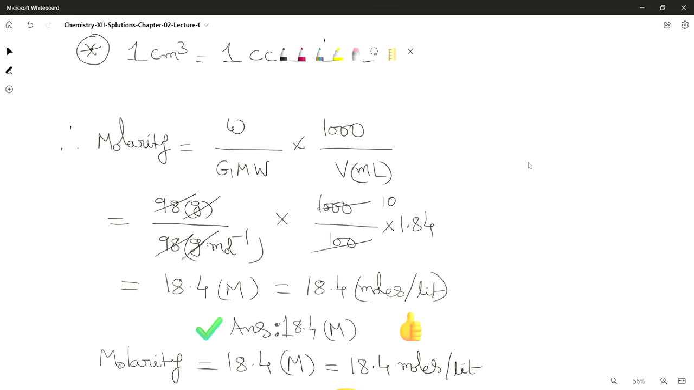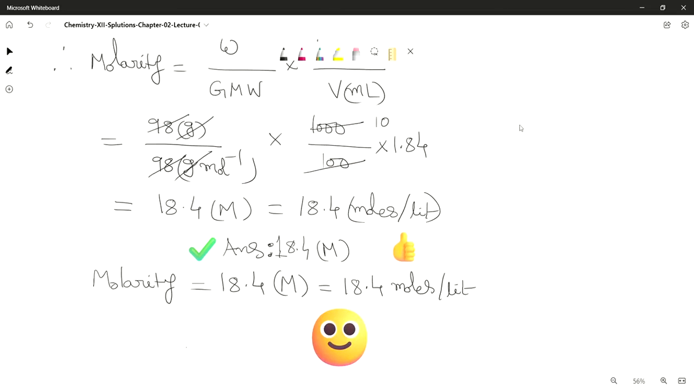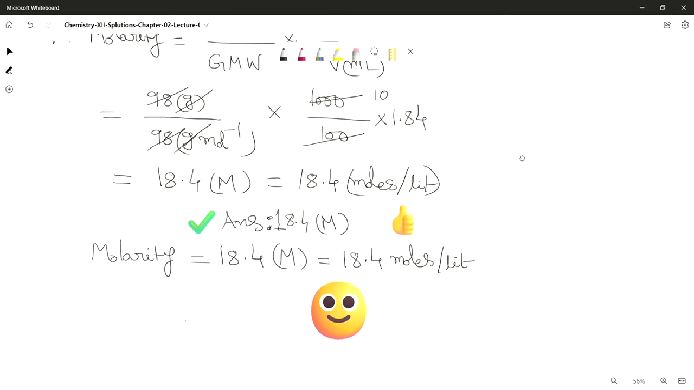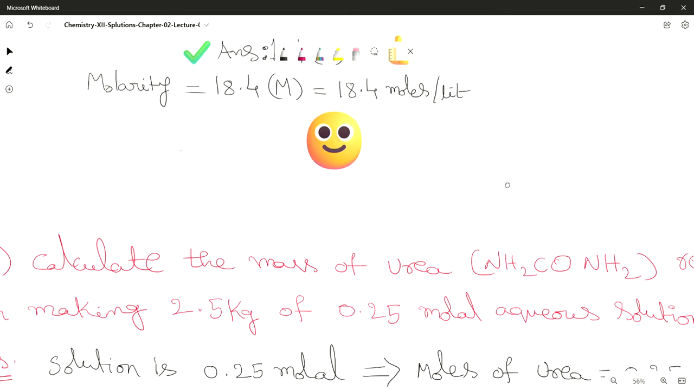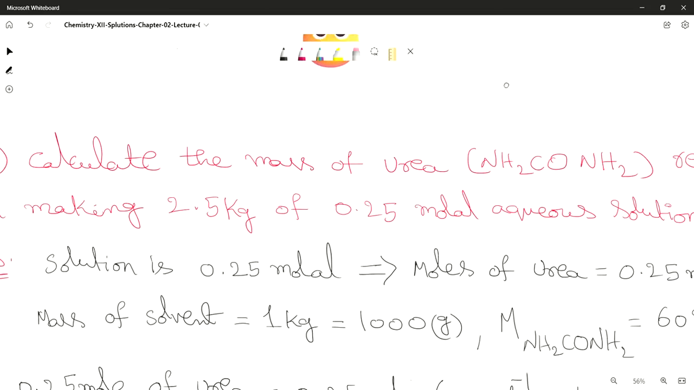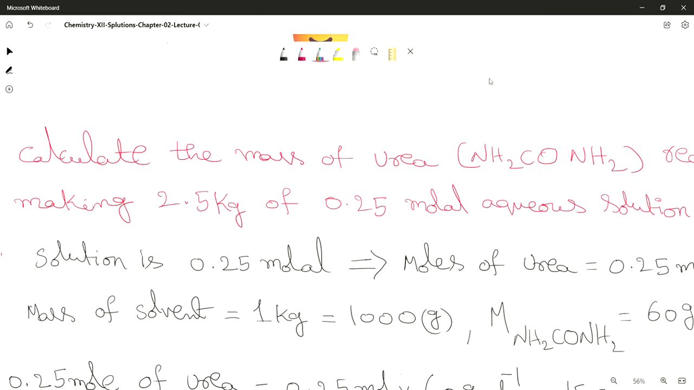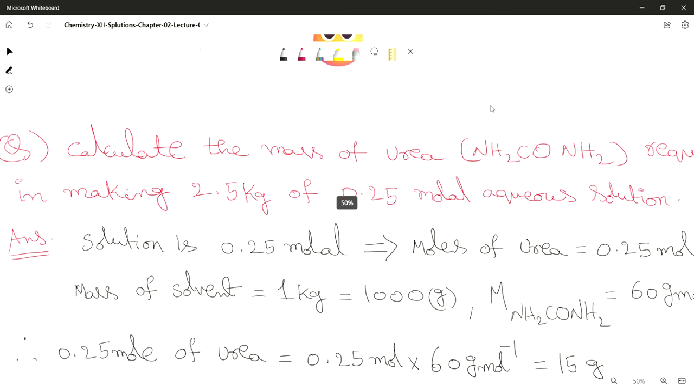So it works out to be 18.4 moles per liter. That's nothing but 18.4 molar. Okay, molarity is 18.4 molar or 18.4 moles per liter. Moles per liter is nothing but molar. And the next one is here.